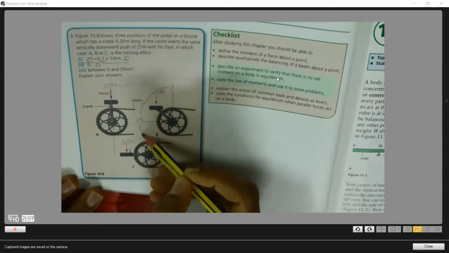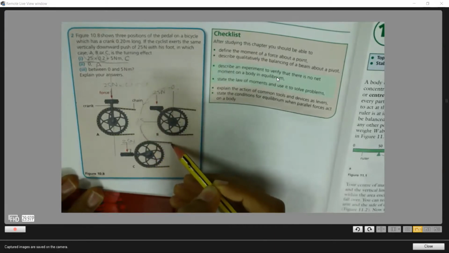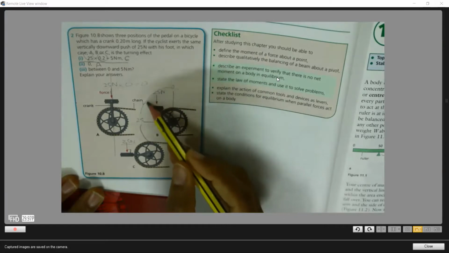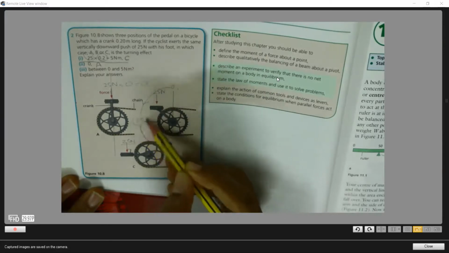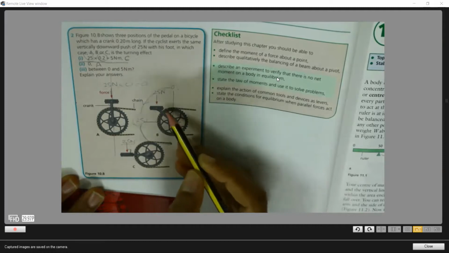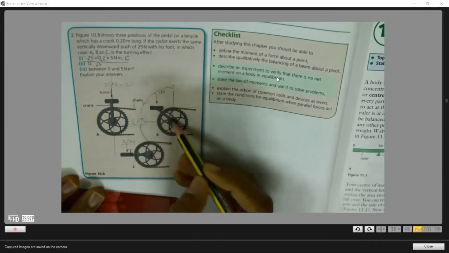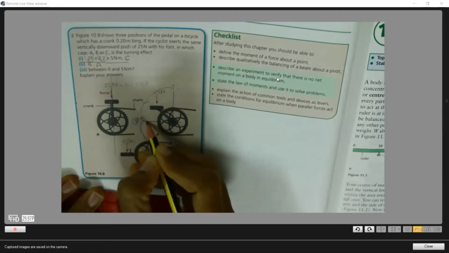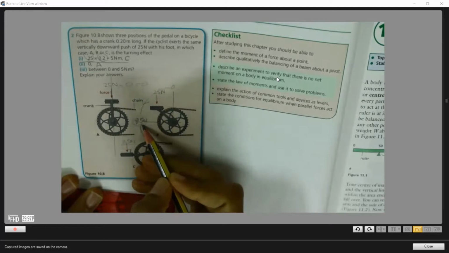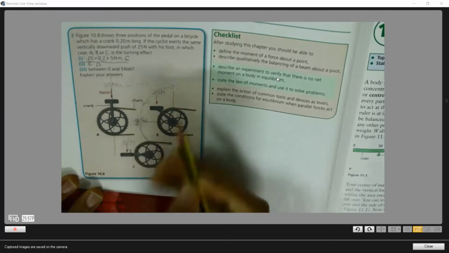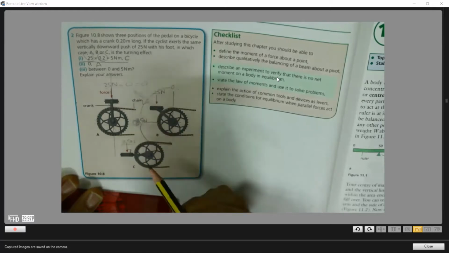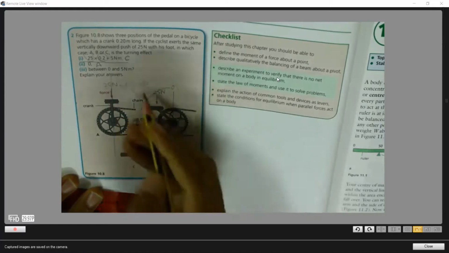Now, when the pedal goes down, the turning effect will again decrease to 0. Why? Because again, the distance will become 0 between the line of action of force and the pivot. So it's increasing, reaching its maximum value here, and then decreasing again here. So here it will be between 0 and 5. Sorry, not 25, sorry, 5. I hope you guys are not confused. So 0 here, 5 here, and in between here. So this will be B.